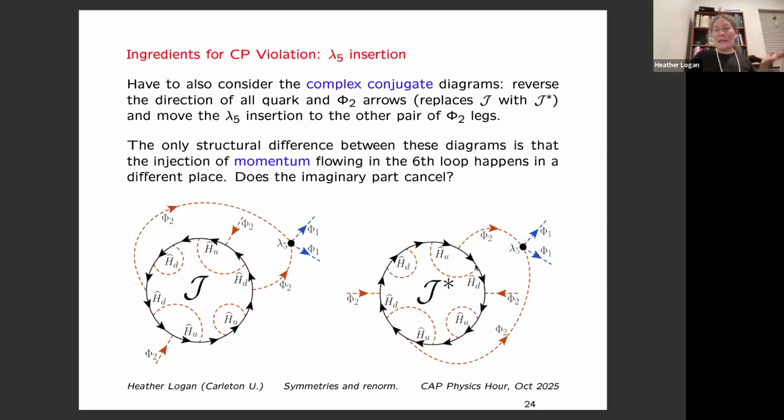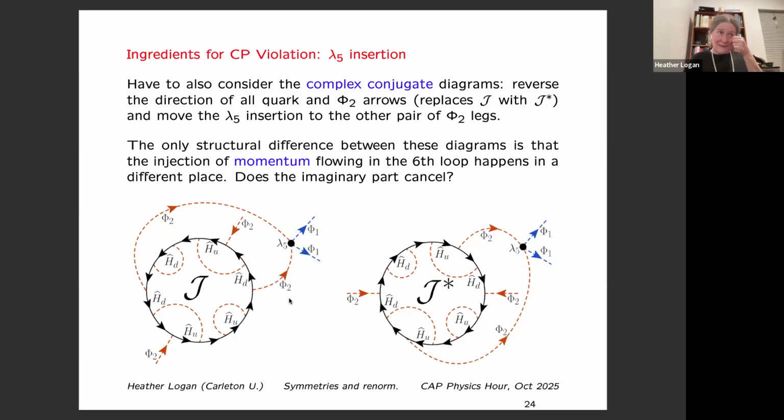Now, on the surface, it would look like no, because if you look at this last loop here, it's attached at a different place from the J star, the complex conjugate diagram, okay? But that's the only difference. The only difference is basically the momentum flowing in this last sixth loop takes a different route through the rest of the diagram, okay? So does the imaginary part cancel?